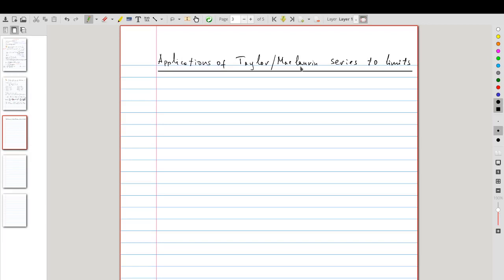We have discussed applications of Taylor and Maclaurin series to representing functions, to representing integrals. In this example, I want us to look at applications of these series to computing limits. So let us evaluate the limit.